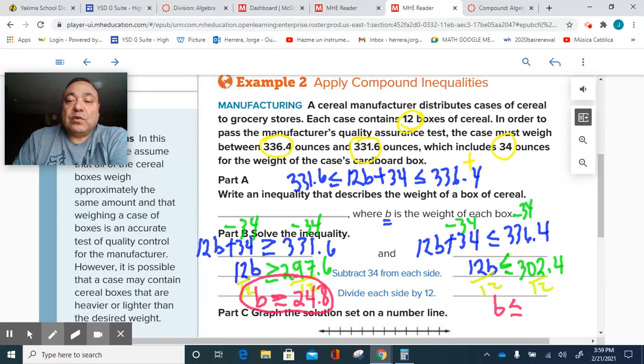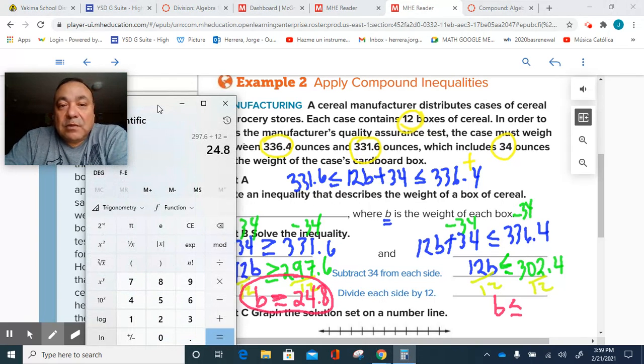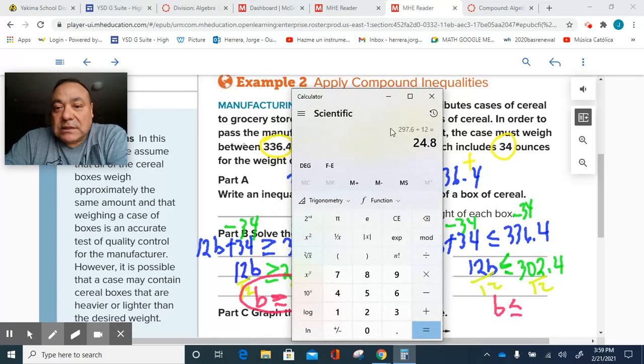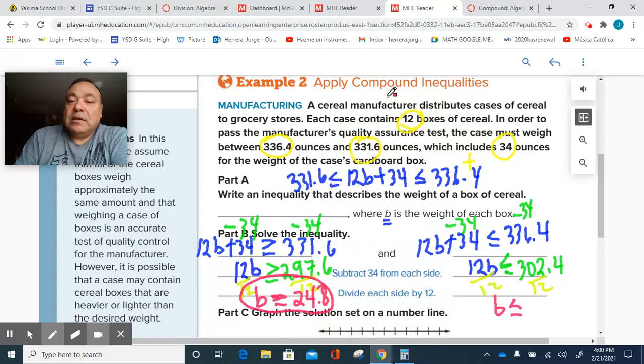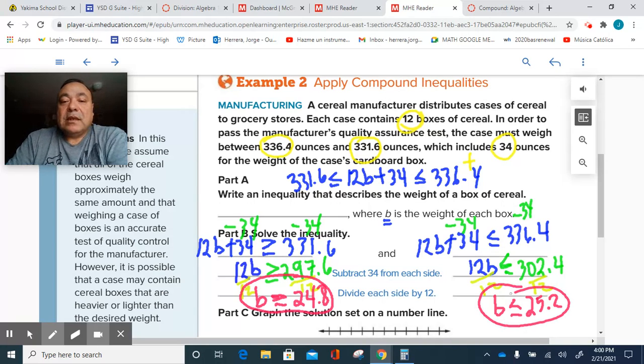Let's see when we divide 302.4 by 12, of course, because we have 12 cases. And we get 25.2.